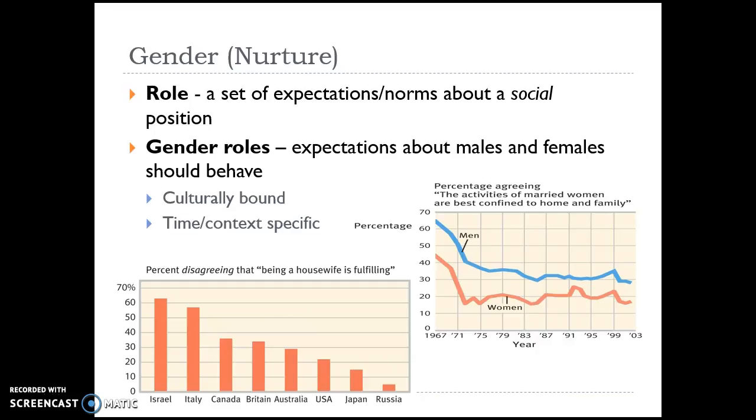And then if you look at the graph to the right, this is the percentage of people agreeing with the statement, the activities of married women are best confined to the home and family. If you look at the way that men and women have responded to that over time, you can see that there has been a shift in the idea about women being confined to the home.